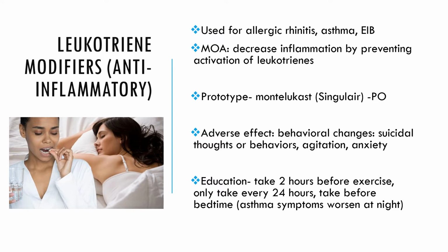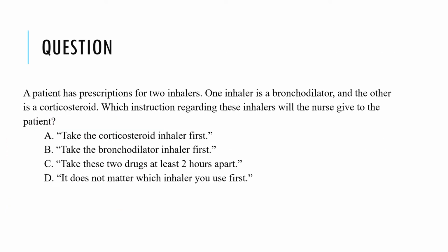Education for your patient. They need to take it 2 hours before exercise, and they can only take it every 24 hours. So they either take it 2 hours before exercise once a day, or they take it before bedtime, especially because asthma symptoms will worsen at night. And see how she's taking her pill and then she's going to bed? You see how I did that there? Okay. Next slide. Oh, look at the question.